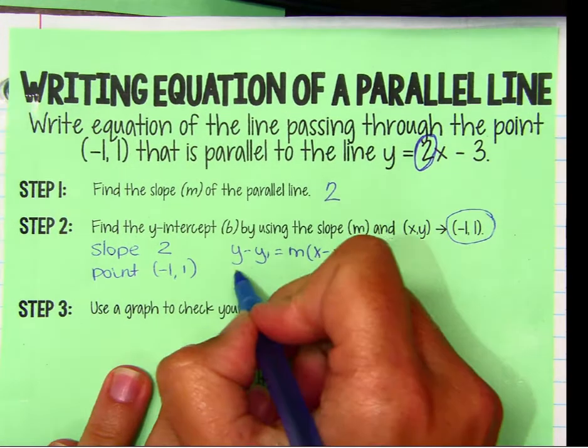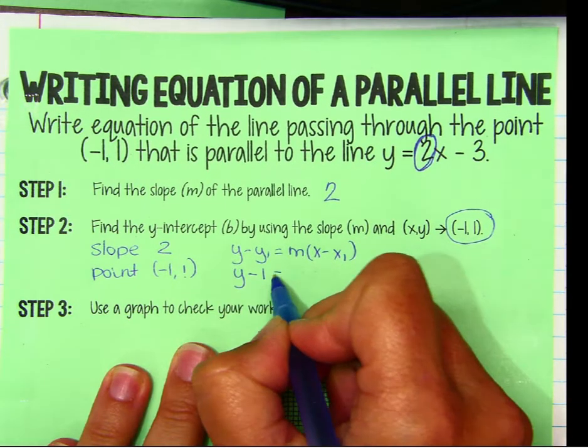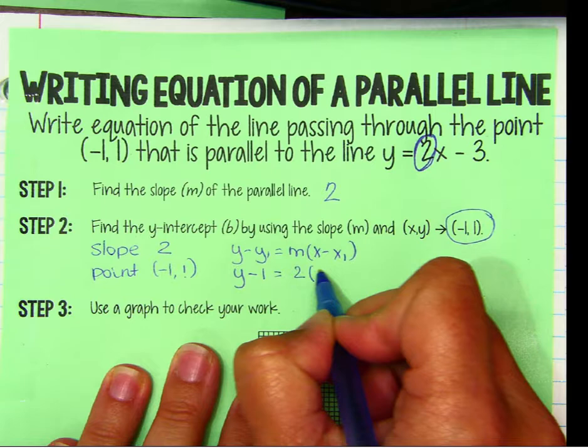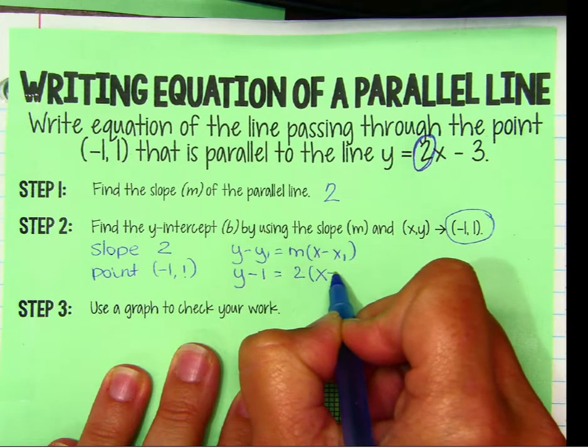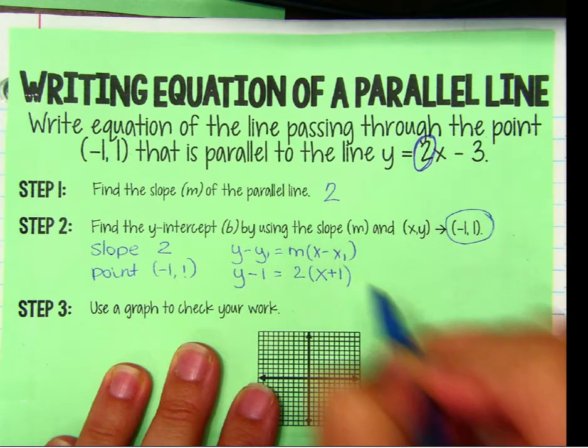So I have y minus the y value of my point, which is 1. And that's going to equal the slope, which is 2. And then in parentheses, I have x minus the x value of my point, which is a -1. And minus a negative becomes a positive.